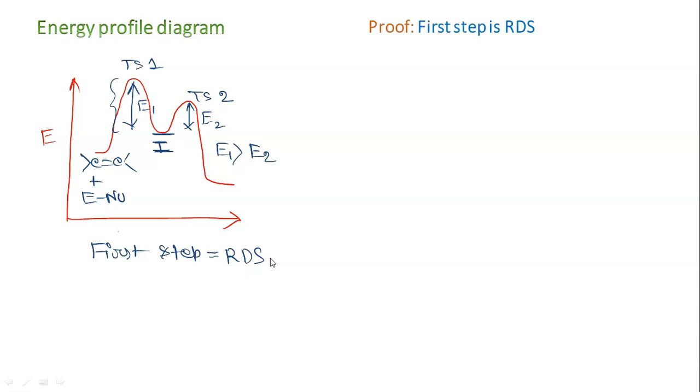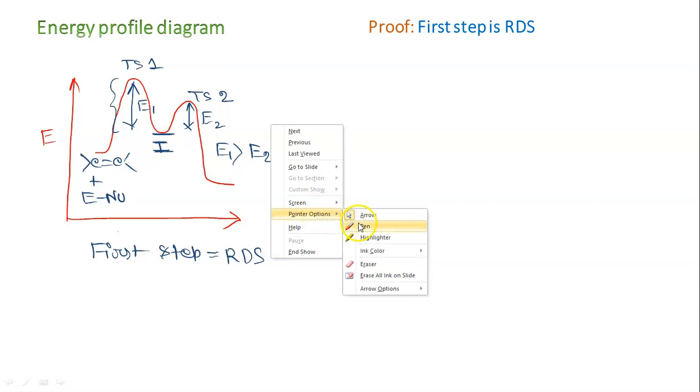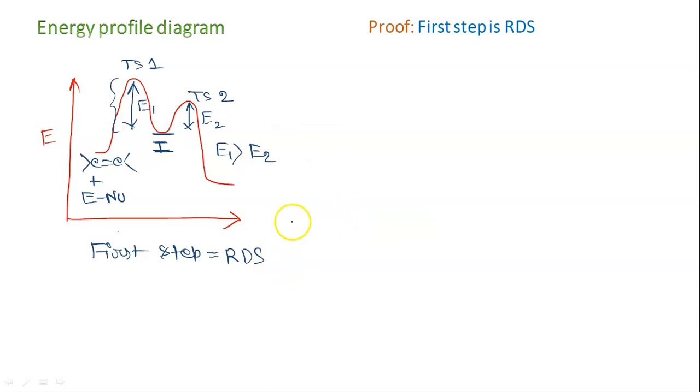To prove that the first step is the rate determining step, the experiment that we can do is this: the initial substrate, that is our alkene, if we can add some group which will increase the electron density of the alkene, then obviously the rate of the reaction will increase. Why? Because our intermediate is positively charged. So any electron donating group will make the positively charged intermediate stable. But if we add some electron withdrawing group to the alkene, obviously the intermediate will be unstable, and the energy of the intermediate will increase.